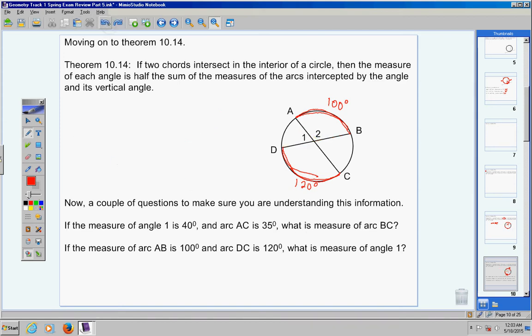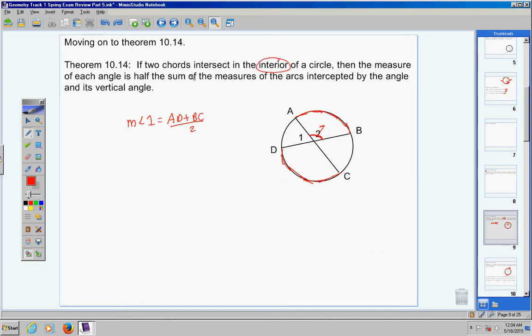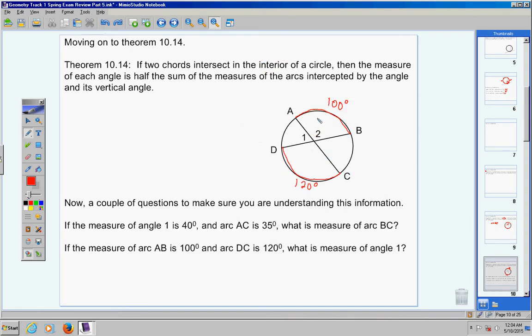Okay, so with that in mind, what I'm going to do is find the measure of angle 2 and then find the measure of angle 1 is pretty easy. So here we go. How do I find the measure of angle 2? Well, I take this arc here, 100. This arc here, 120. Add them together. And then divide by 2. And I'll get 110 degrees. So this angle right here is 110.